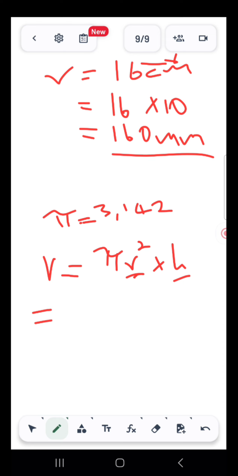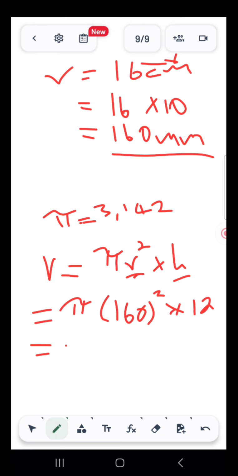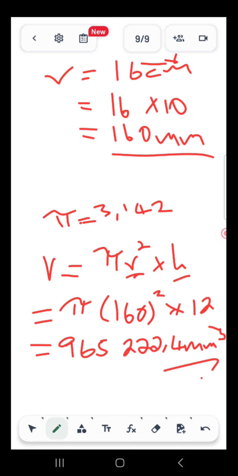So we put this in the calculator. It becomes pi multiplied by our radius, which is 160 millimeters squared, times our height, which is 12 millimeters. Equals to 965,222.4 cubed millimeters. And it started by converting everything into cubed millimeters, and then it made our answer that much more easy.